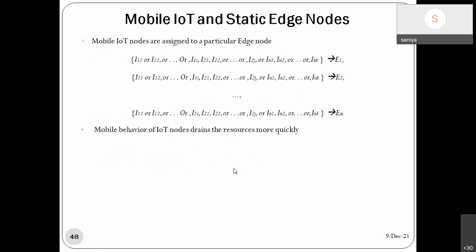Then you can have mobile IoT and static edge. You know the number of IoT nodes is more as compared to the edge nodes. If mobile IoT nodes are there, mobility is more. Mobility is more, that means it will drain the resources more quickly.